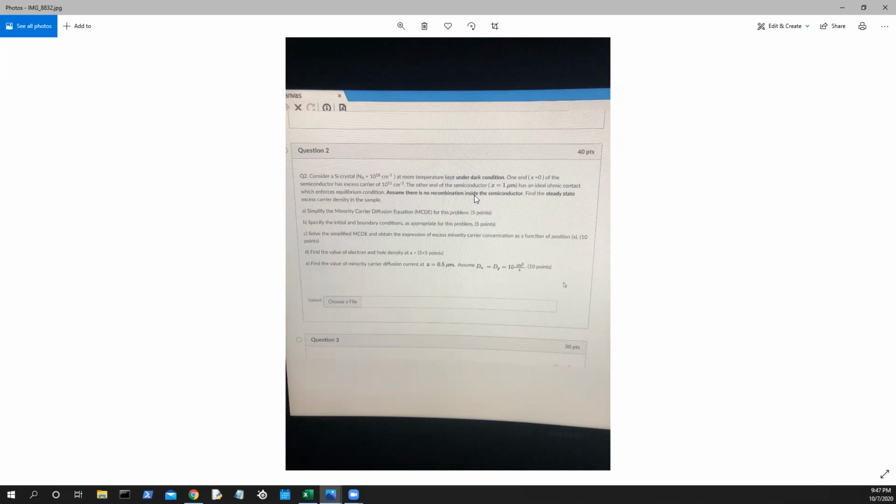Now, what we know is that ln is equal to the square root of dn times tau n. Well, we look at this and see that our denominator is dn times tau n. So what do you do to get ln equal to dn times tau n? You square both sides. Square ln, square that. Now you have ln squared is equal to dn tau n.